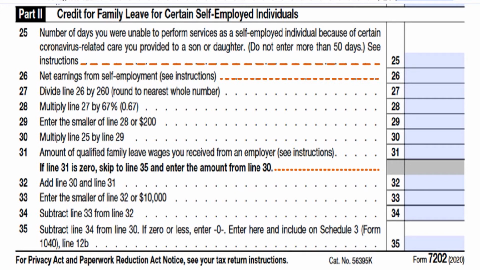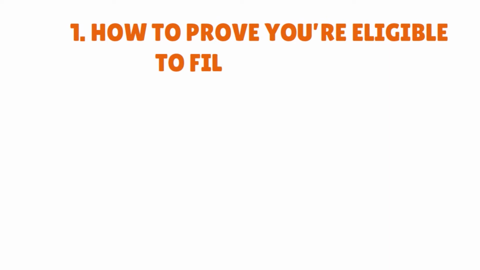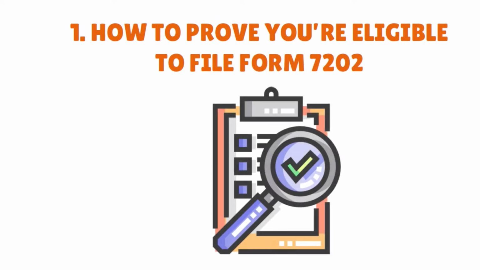All right, so basically, folks, in today's conversation, there are 7 things you need to prove. There are 7 things you need to prove to the IRS if you ever get audited. The first thing is you need to prove that you are eligible to file Form 7202. Now, who may file that form?